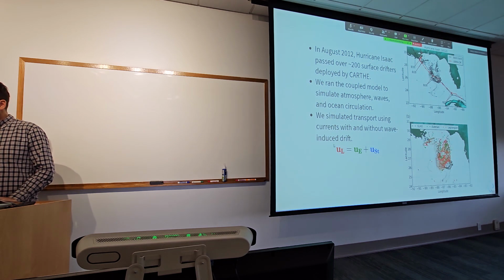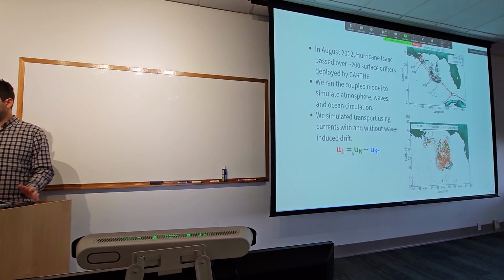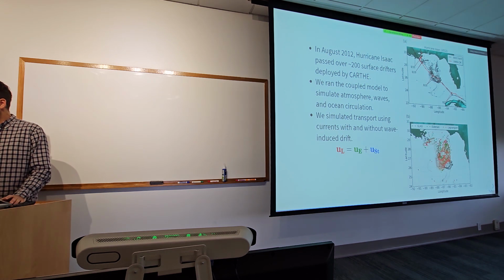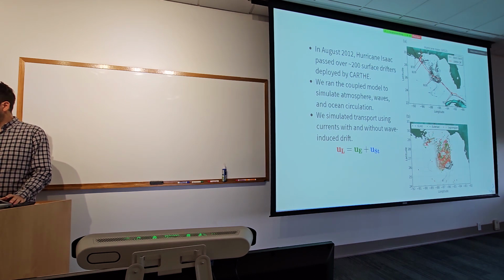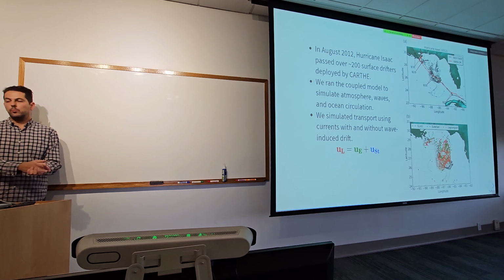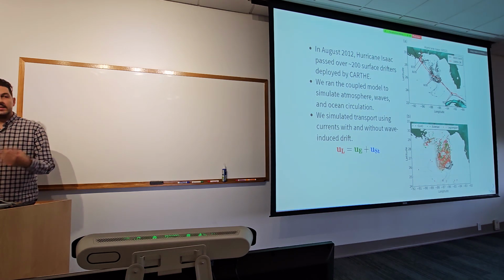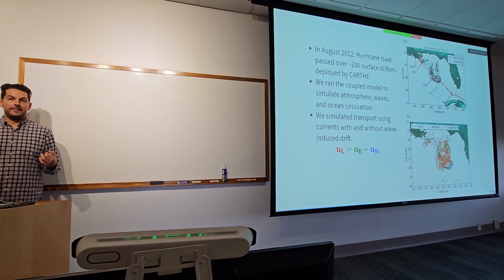So here are differentiated in red. The Lagrangian velocity is the sum of Eulerian, which are the mean currents, and the Stokes drift. And on the right you see the black trajectories of the truth again, and red and green are simulated trajectories with and without waves.